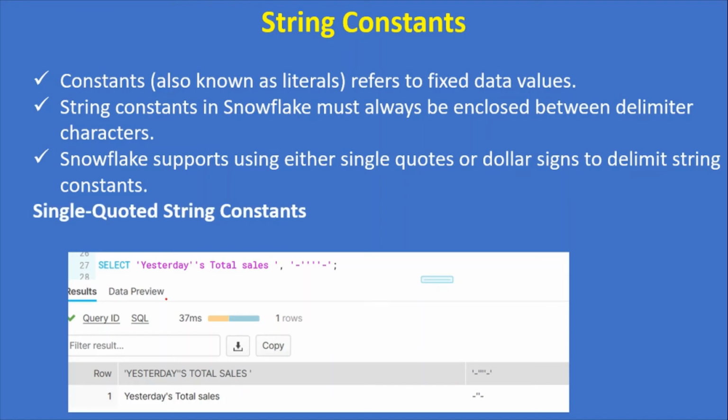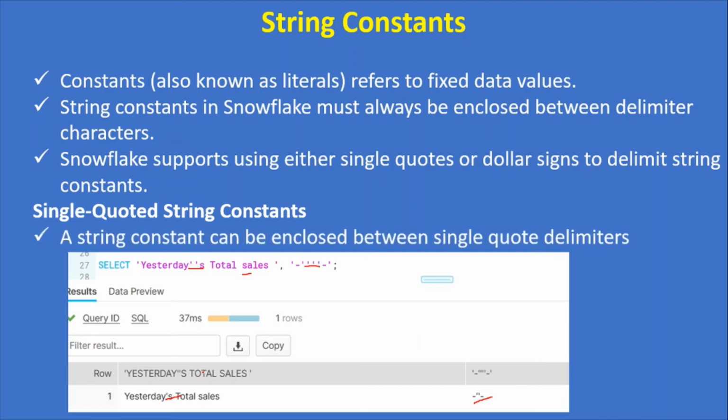So, single quoted string constants look like this: select yesterday's total sales, inside the single quotes. I have put four single quotes inside, but in the output, if you see here, only two came, and here I put two single quotes for today's. That means escaping is there. So Snowflake supports escape characters to avoid duplicates. If you want to insert these special characters as part of your string, Snowflake supports the escaping. A string constant can be enclosed between single quote delimiters, as I told you.